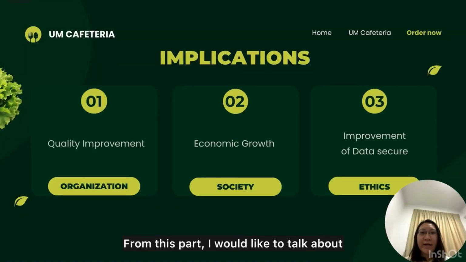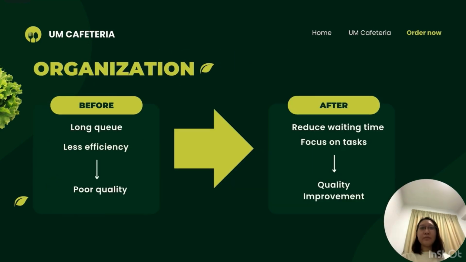From this part, I would like to talk about the implications which can be achieved through our website project. There are three main positive effects expected. First, quality improvement in organization, especially the cafeteria in UM. Second, the economic growth in society. Third, the improvement of data security in ethics. Let's look at these 3 points individually.